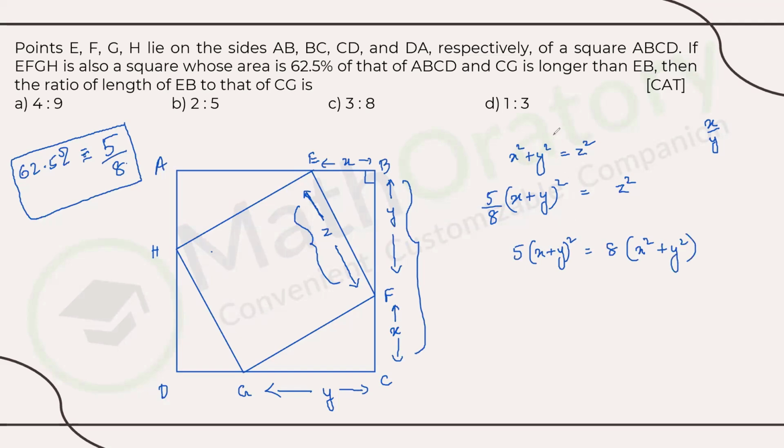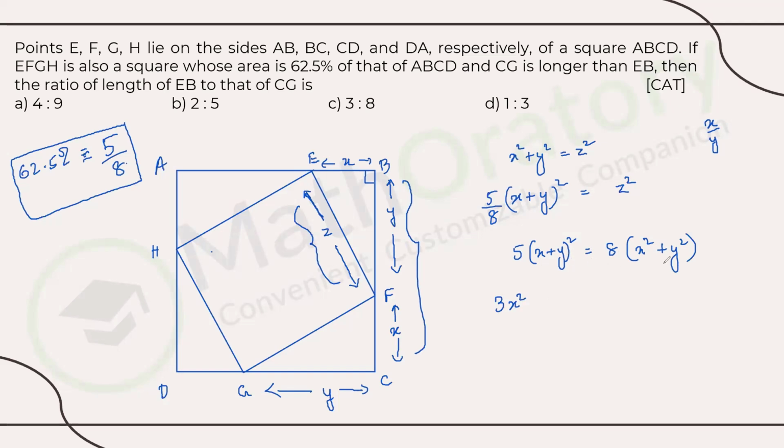If I equate this to this and multiply by 8, I get something like this, right? So we have 8x square and 8y square. And if I expand this one, I get x square plus 2xy plus y square, right? So x square plus y square is getting multiplied by 5, isn't it? Let me get this to the right hand side. We have 8x square here and 5x square gets subtracted, so we are left with 3x square.